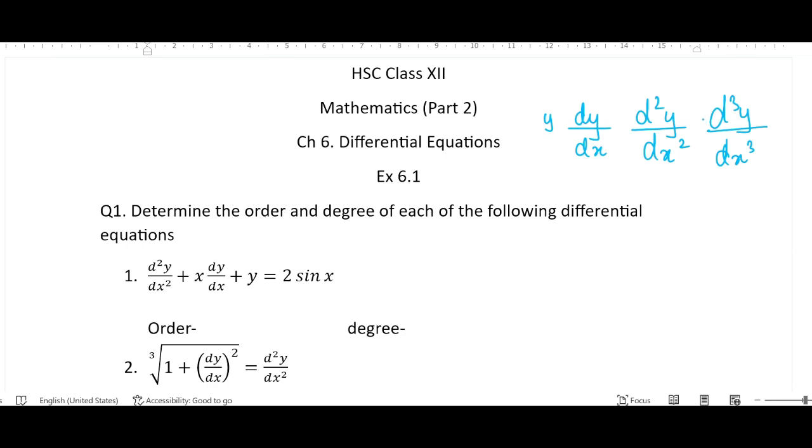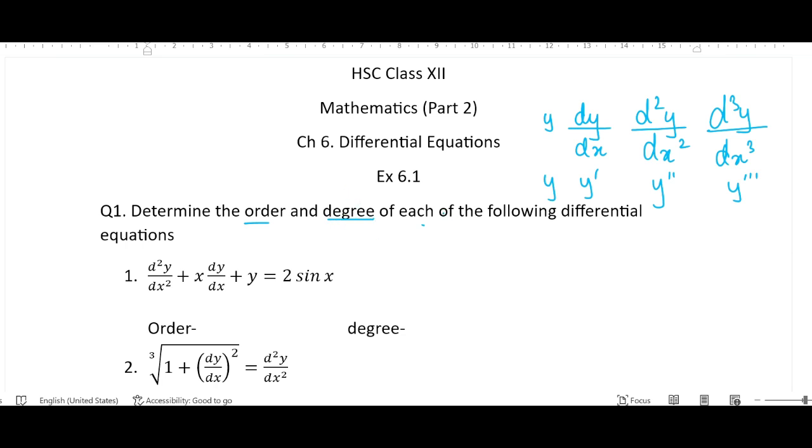Another way of representing this is y if it's simply the function, y dash if it is differentiated once, y double dash if it is differentiated twice, and y triple dash if it is differentiated thrice. So these are the basic notations. Now let's get to the things that we will be requiring for this question, which is the order and the degree of the following differential equations.